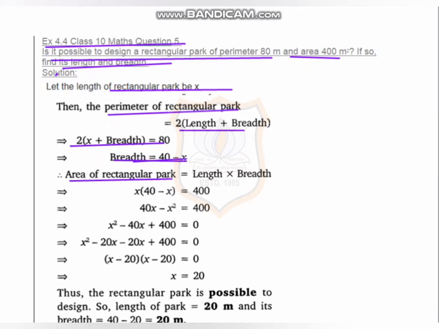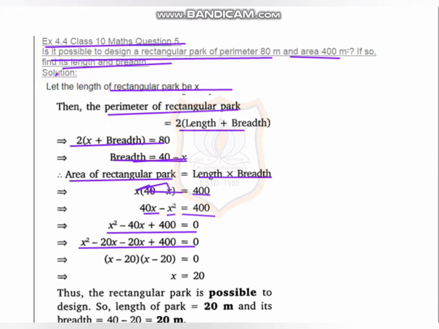We know that the area of a park is equal to length into breadth. So x into 40 minus x equals 400. So x multiplied with 40 gives 40x, and x multiplied with x gives x square. Now this 400 on the other side becomes negative, so we get x square minus 40x plus 400 equals 0. Now splitting the middle term, or we can factorize, we get x square minus 20x minus 20x plus 400 equals 0.